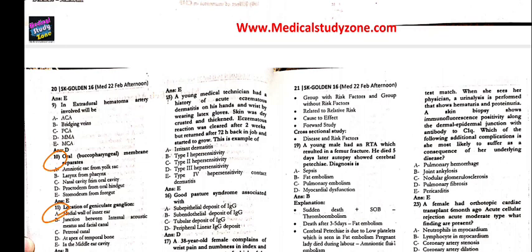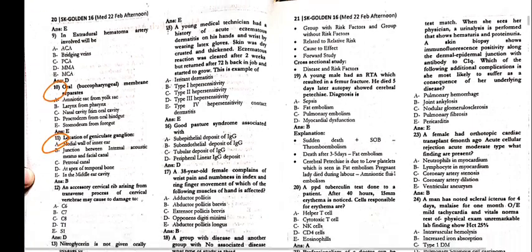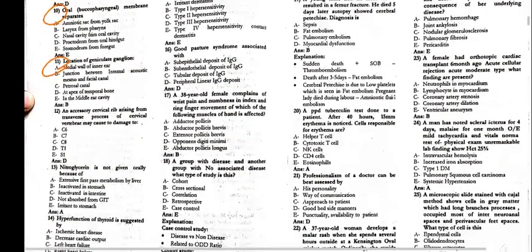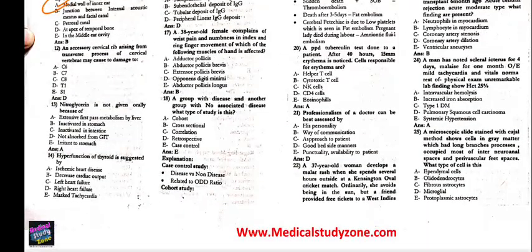Question number 10, the buccopharyngeal membrane separates the stomodeum from the foregut. Question number 11, location of the geniculate ganglion is beta, junction between the internal acoustic meatus and the facial canal. Question number 12, an accessory cervical rib arising from the transverse process of a cervical vertebra may cause damage to delta, that is T1. Question number 13, nitroglycerin is not given orally because of extensive first pass metabolism by the liver.